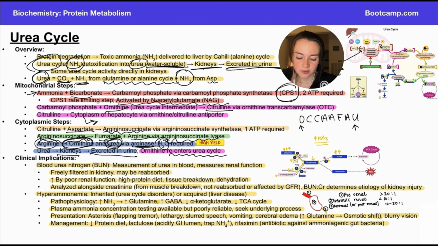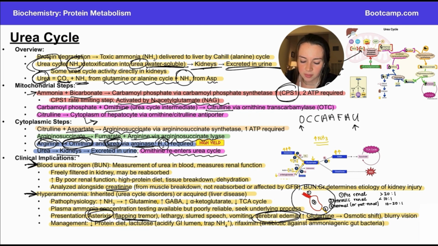Then we talked about a couple of different clinical implications. We talked about the importance of BUN, blood urea nitrogen, and how we could take a look at BUN alongside creatinine to figure out the origin of our acute kidney injury, whether it was pre-renal, intrinsically renal, or post-renal. And then we talked about some of the clinical features of hyperammonemia, including asterixis, the flapping tremor, and cerebral edema caused by an osmotic shift from the increased glutamine. We talked about management options, including lactulose.